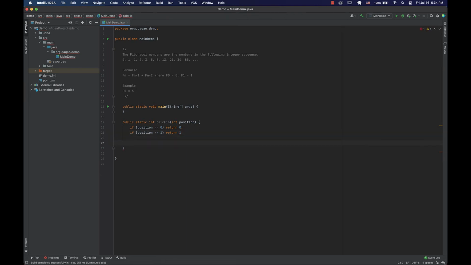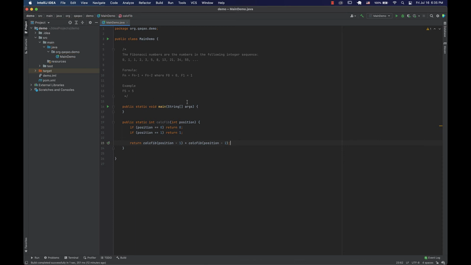Now what do we do next? We refer to the formula. So basically we say return calc_fib of position minus 1 plus calc_fib, again referring to the formula, position minus 2.